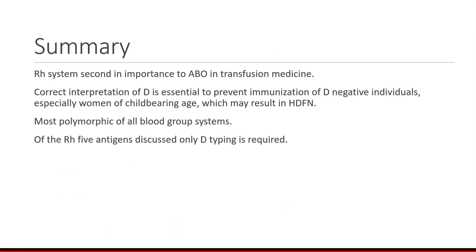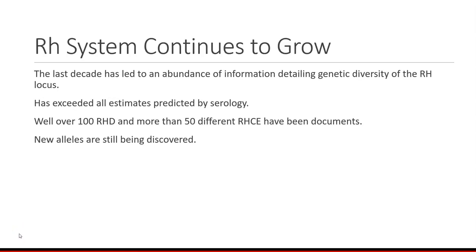In summary, the Rh system is second in importance to ABO in transfusion medicine. Correct interpretation of D is essential to prevent immunization of D negative individuals, especially women of childbearing age, which may result in hemolytic disease of the fetus and newborn. It is the most polymorphic of all the blood group systems. Of the 5 Rh antigens discussed, only D typing is required. The Rh system continues to grow. Again, it's a very, very complex blood group system.